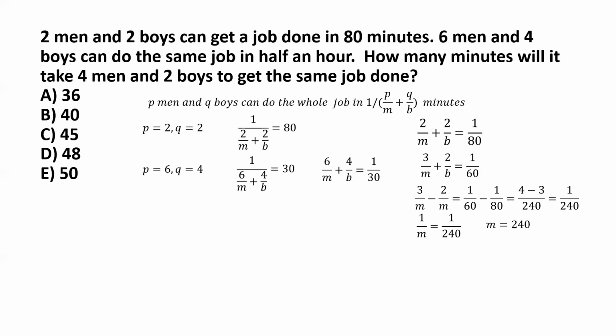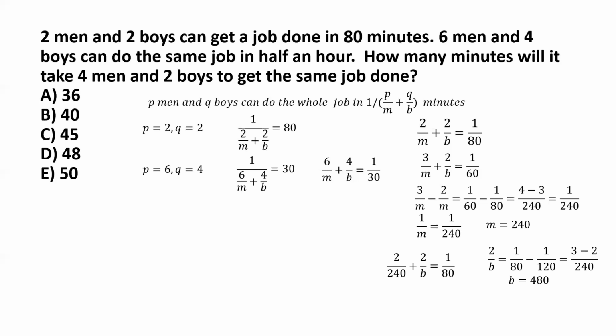And once we have m, we can also solve for b. So we just substitute the value of m equal to 240 in the very first equation of 2 by m plus 2 by b equal to 1 by 80. So now we have 2 by 240 plus 2 by b is 1 by 80. And from this it becomes very simple to solve b. B comes as 480.